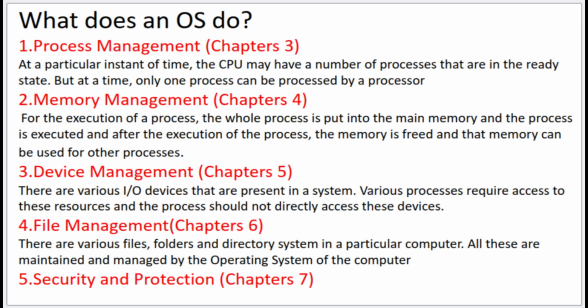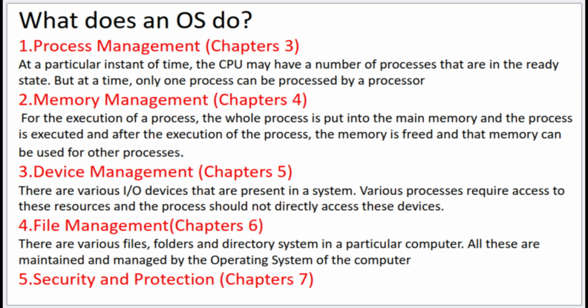1. Process management, Chapter 3. At a particular instant of time, the CPU may have a number of processes that are in the ready state. But at a time, only one process can be processed by a processor. 2. Memory management, Chapter 4. For the execution of a process, the whole process is put into the main memory and the process is executed, and after the execution of the process, the memory is freed and that memory can be used for other processes.